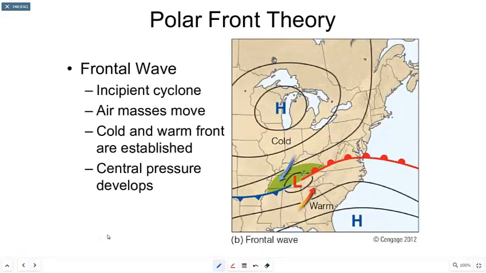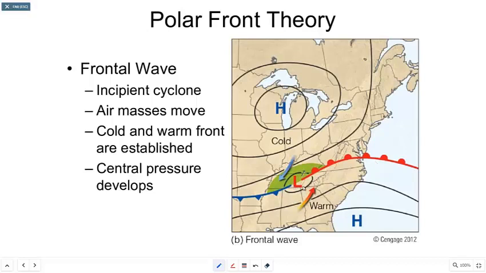Now the second phase, the frontal wave. Now you can see we have the beginnings of a low pressure system. We have one closed isobar. The air masses will start to move now that we have counterclockwise rotation around this low pressure system. The leading edge of the cold air push, that's where we'll put the cold front, and as the colder air recedes in this area and the warm air can filter in, that'll be the leading edge of the warm front.